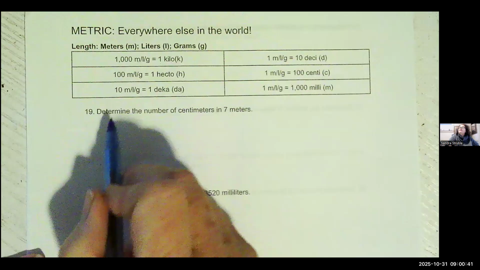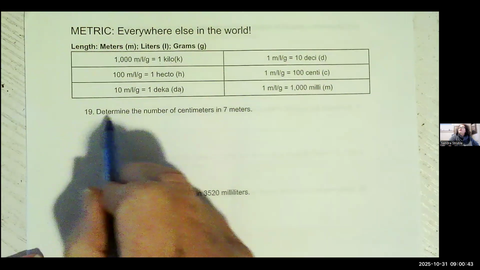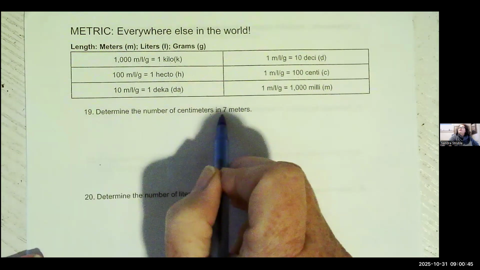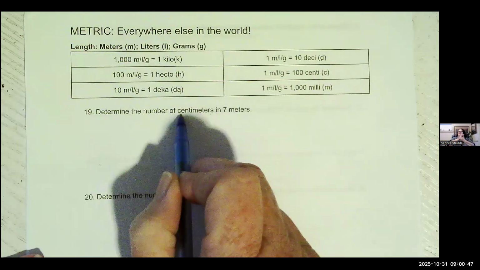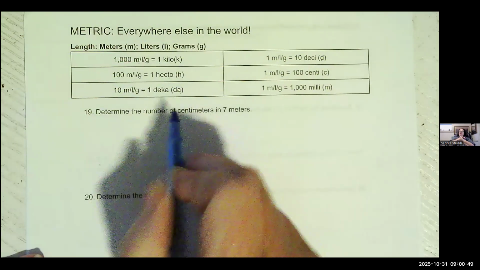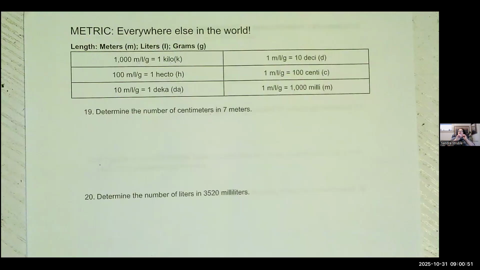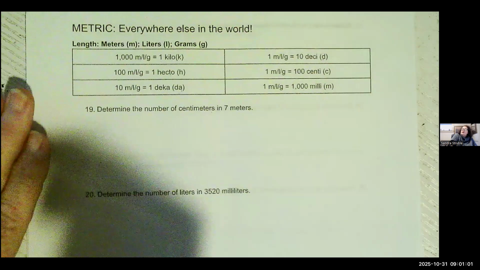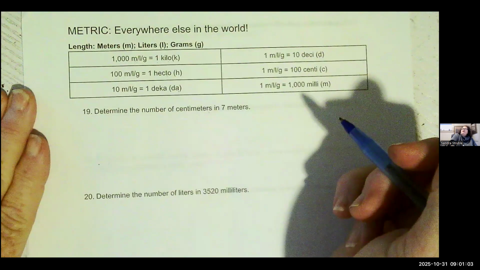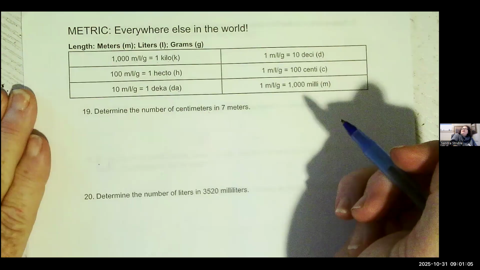Determine the number of centimeters in 7 meters. So this is going to be a one-step conversion. Within the metric system, you can do all your conversions with no more than 2 steps of conversions. It is amazing. Okay. Within the metric system, you will never have to do more than 2 steps of conversions, unlike American. So start with what you're given, 7 meters.